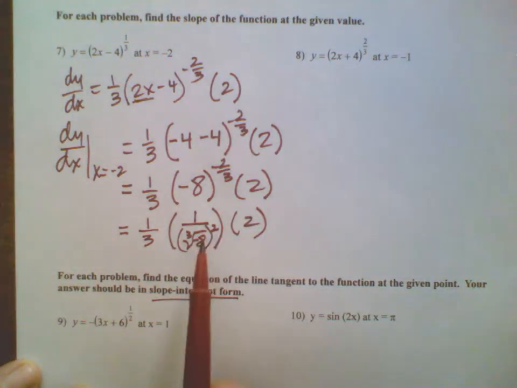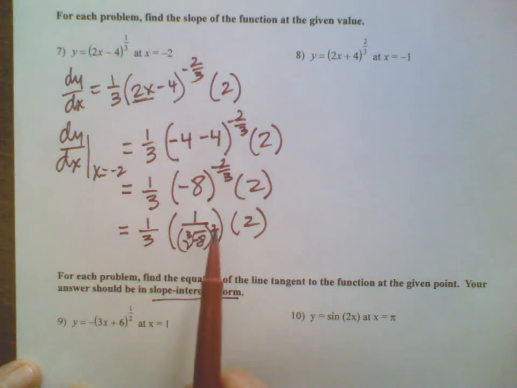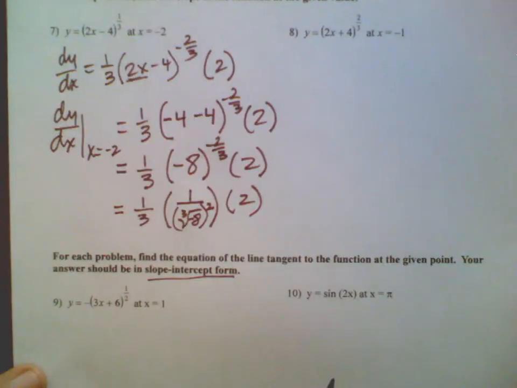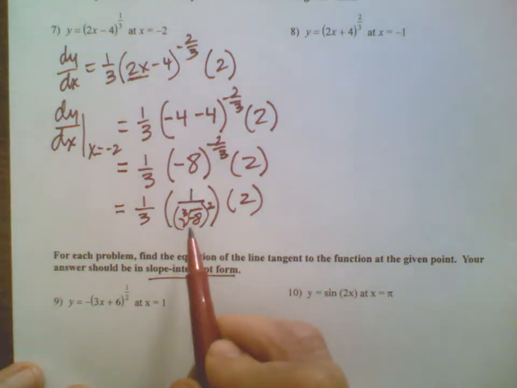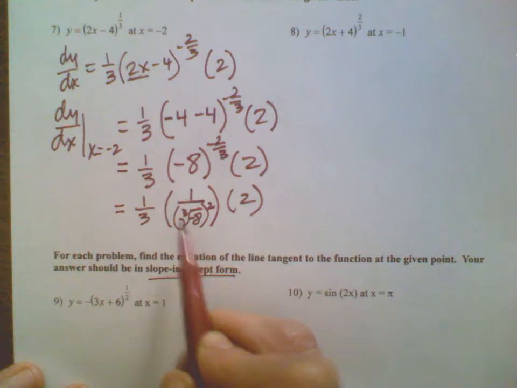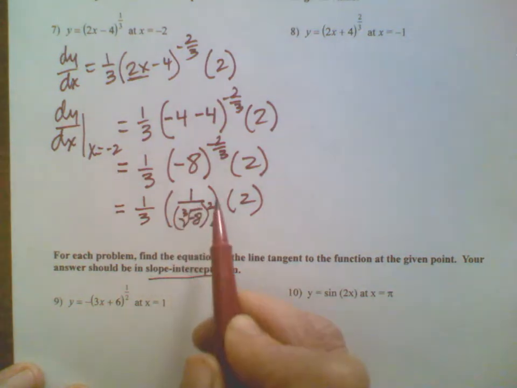You could actually square the negative 8 and then take the cube root of it, or you can take the cube root of it and then square it. It depends on the problem. Actually, I change what I do depending on what I'm looking at. I do whichever's easier. And in this case, the cube root of negative 8 is pretty easy for me. I know that's negative 2, and then I'll square negative 2.